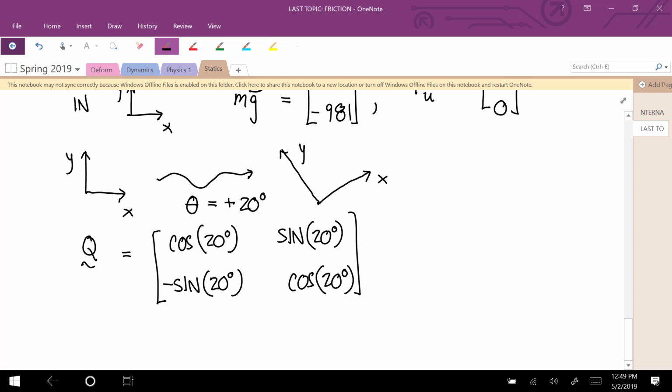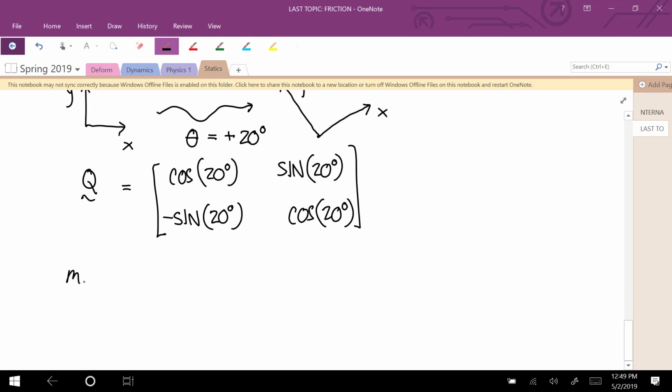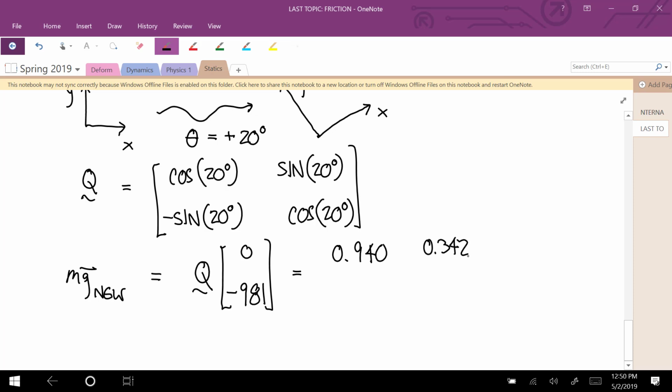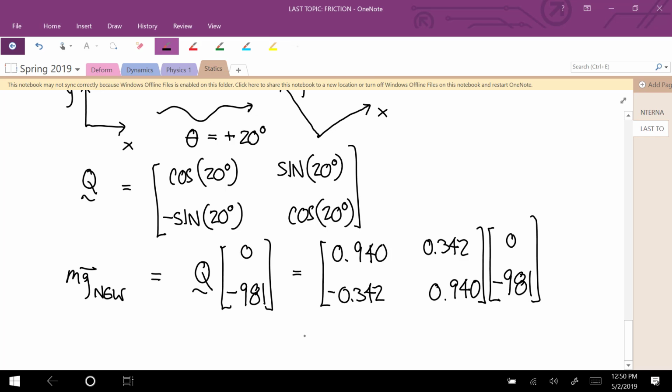And we're going to multiply that by the weight force. The weight force in the new coordinate system is going to be equal to Q times 0, negative 981. This matrix is 0.940, 0.342, negative 0.342, 0.940. And we're going to multiply it by 0, negative 981. And so you get an x component of 0.342.